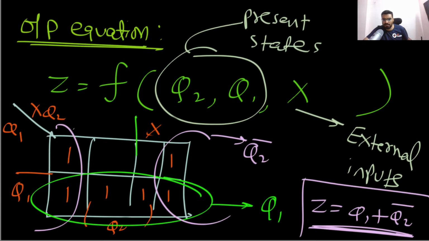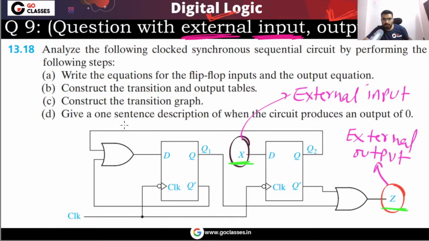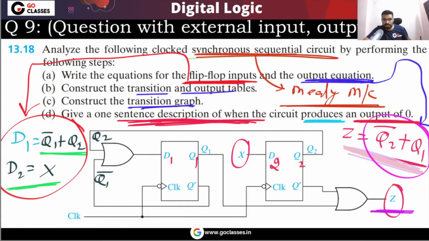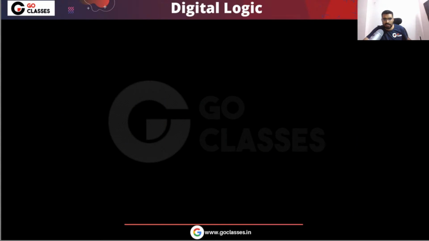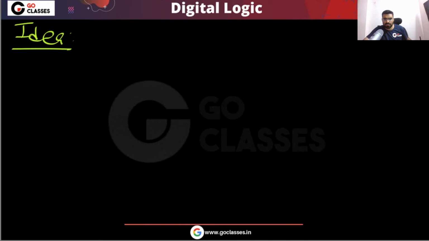Okay, anyway, I will check it. What can be the one sentence description? See, we have seen everything. We have also seen this state table, output equation, input equation, the analysis, everything. But I will check what can be the one sentence description for this question. That I will check. Okay, so anyway, let's move on.